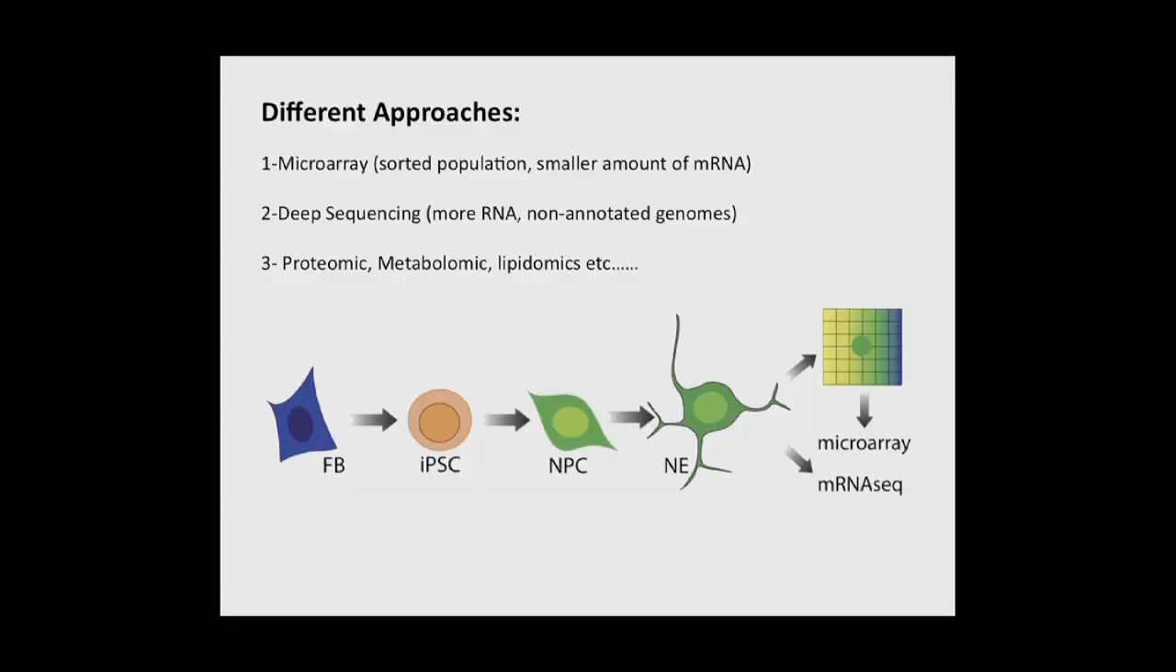So we've taken several approaches. We can do this by microRNA, microarrays with sorted populations for specific types of cells and looking at mRNA. We can do deep sequencing for really looking at non-coding RNAs and much more of a broader approach to RNA. And we can do proteomics, metabolomics, and lipidomics. But I'll tell you one story with the microarrays.